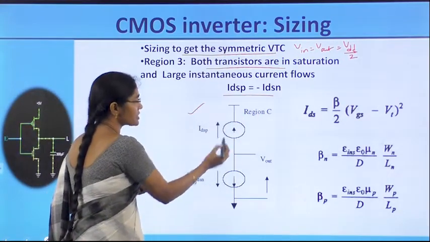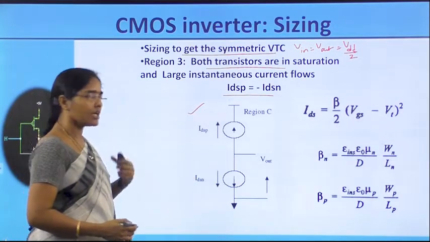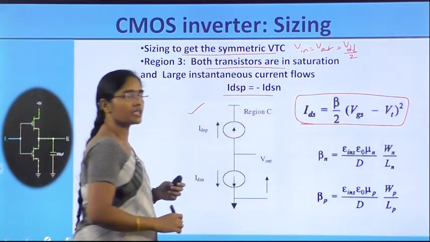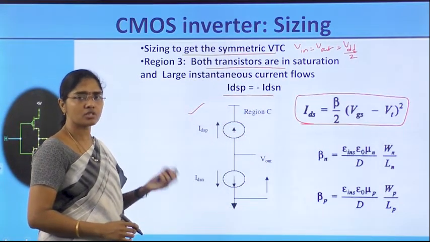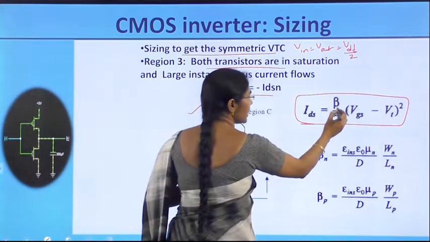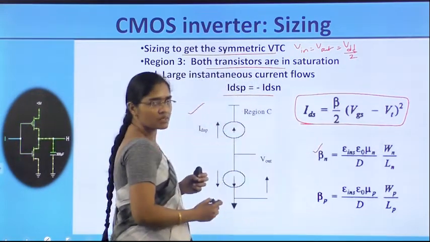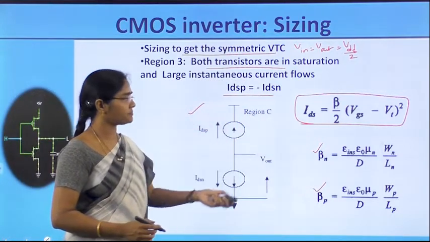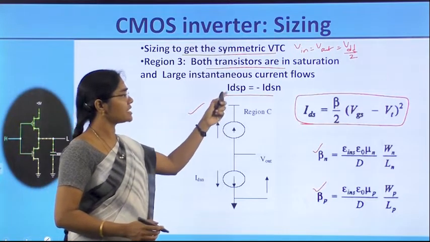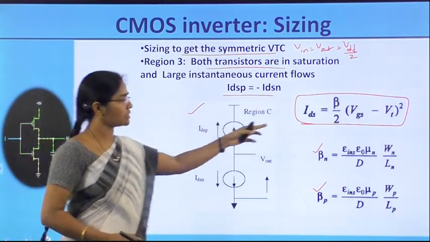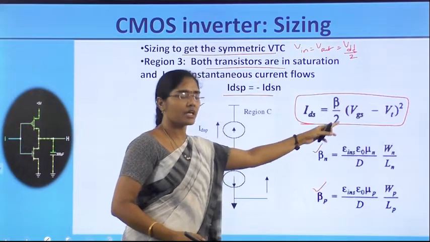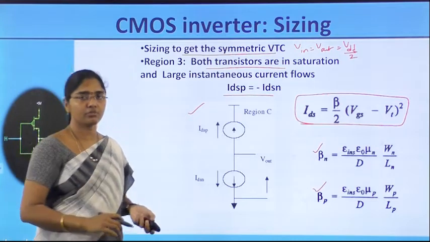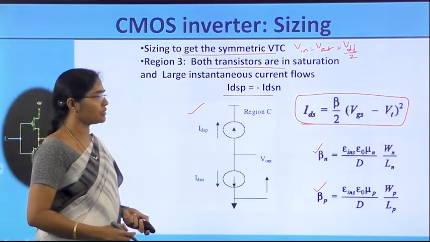Its equivalent circuit is represented with both current sources, and the saturation current equation is: IDS is equal to beta by 2 into (VGS minus VT) whole square, where for the NMOS transistor this beta is represented as beta N, and for the PMOS transistor beta is represented as beta P. So take the currents IDSP and IDSN, substitute VGSP and VGSN here, and substitute beta N and beta P here, and get the value for Vin, that is equal to V invert value.